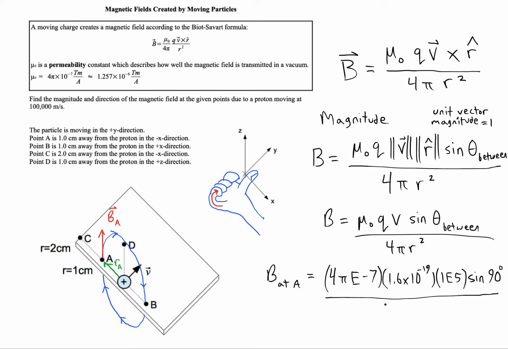Okay, now we'll divide by 4 pi times the distance from the charge to point A, which is 0.01 meters. And it's done. Now we'll plug it into the calculator. 1.6 times 10 to the minus 17 teslas.